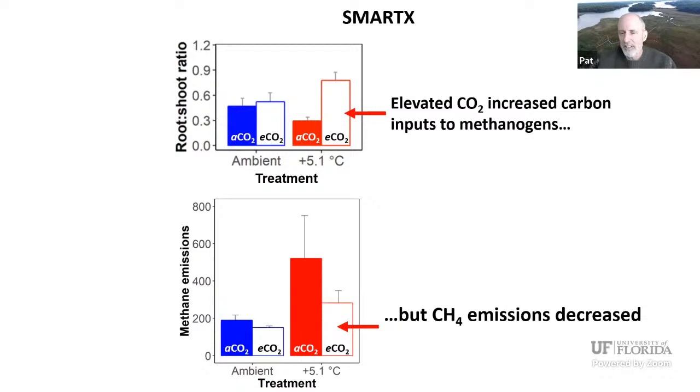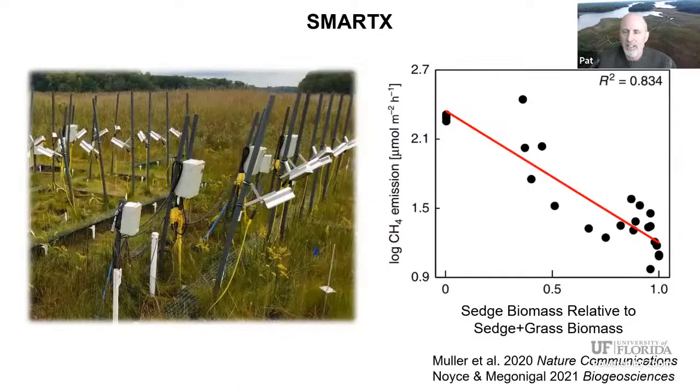Now, when we looked at this data a little more closely, we realized that there was a relationship between the amount of methane being emitted at this site and the amount of C3 sedge biomass. This is log emissions on the Y, on the X. If the particular plot was mostly grass, it had very high emissions, and all the way on the right, if it was mostly sedge, it had very low emissions.